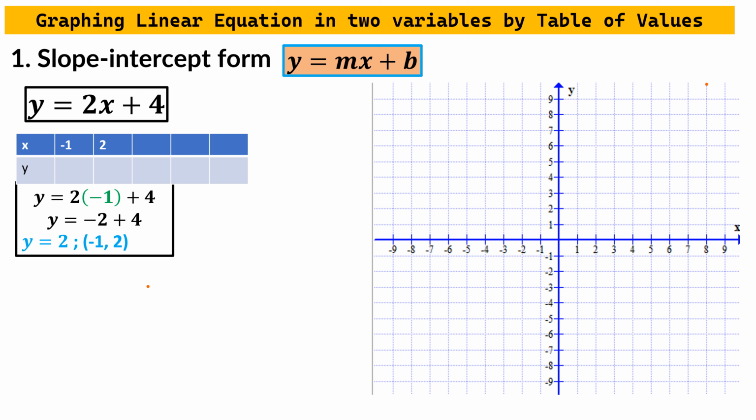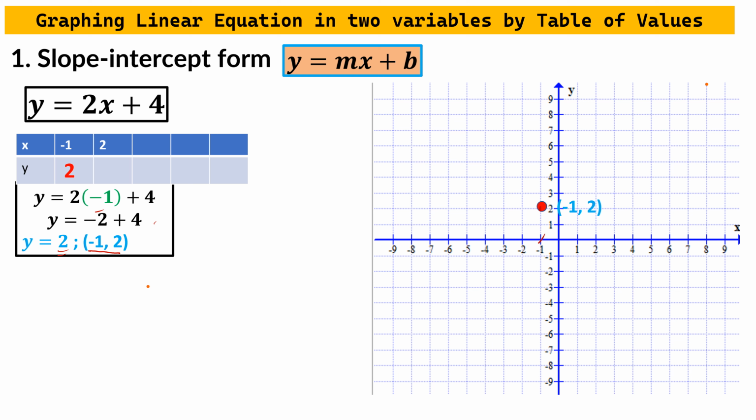So negative 1 is now multiplied to 2. It's now negative 2 and then plus 4. Then it will simplify to 2. Thus, the ordered pair will be negative 1, 2. And for that, we can now plot it on the Cartesian plane where x is negative 1 and then y is positive 2. And for that, we have the name of the point negative 1, 2.